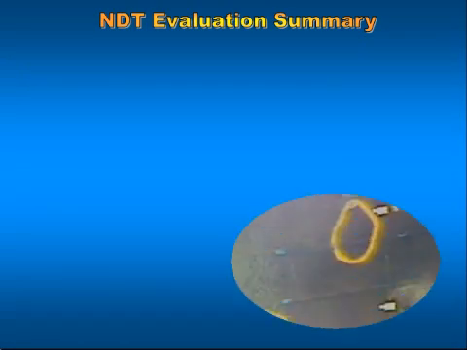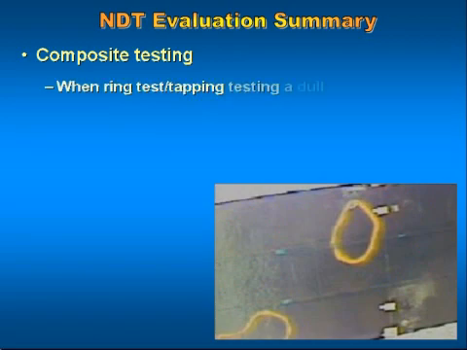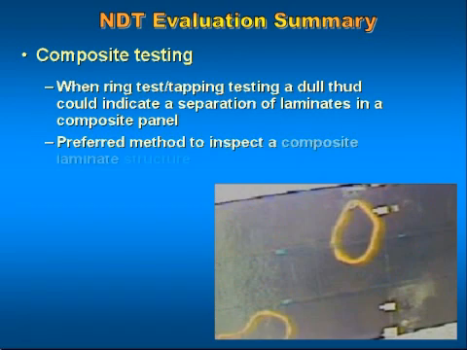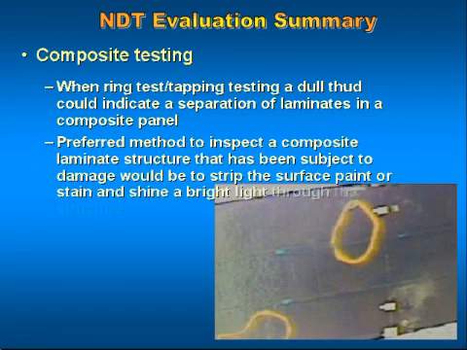There are two accepted methods for testing composites. The first method is the ring tap test. When ring tap testing is performed, a dull thud could indicate a separation of laminates in a composite panel.